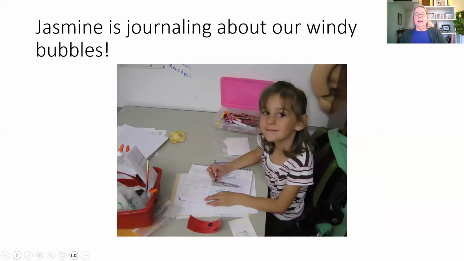Then once again, this is a 4-year-old classroom. Most of the Texas classrooms were 4-year-old children. But she's journaling about the windy bubbles. What did our bubbles do?